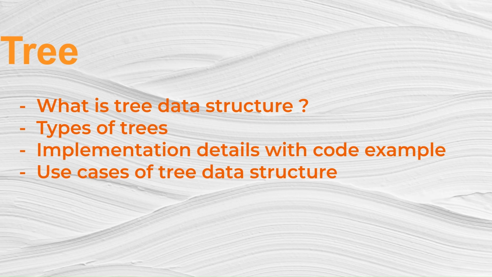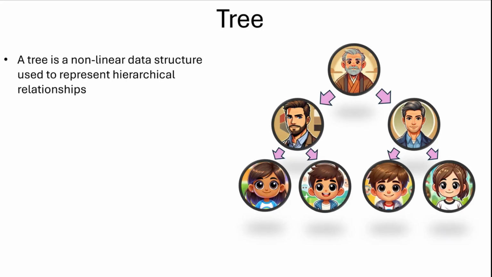So let's start. As we understood from the video, a tree is a non-linear data structure used to represent hierarchical relationships. For example, a family tree, folder structure in our computer, etc. A tree is a non-linear data structure because one element of the tree can be connected to multiple elements of the tree. It consists of nodes connected by edges.